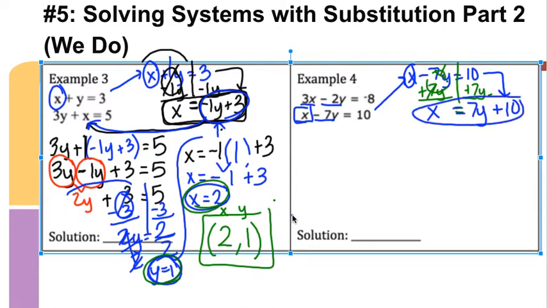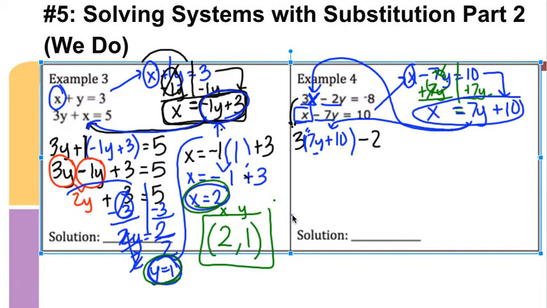Now that I've got this value of x, I can take it and substitute it in for this value of x in the other equation. I'm going to write 3, just from right here. But instead of the x, I'm going to write parentheses, 7y plus 10. That's coming from right here.